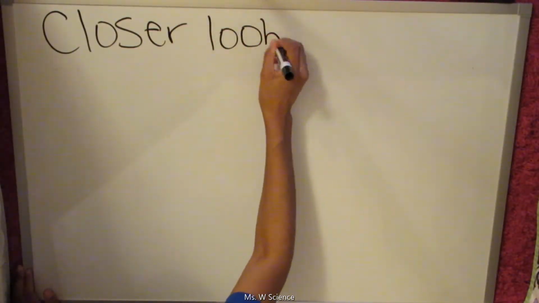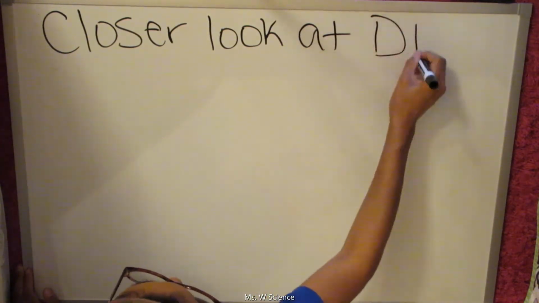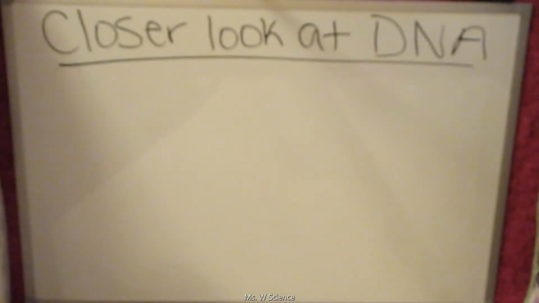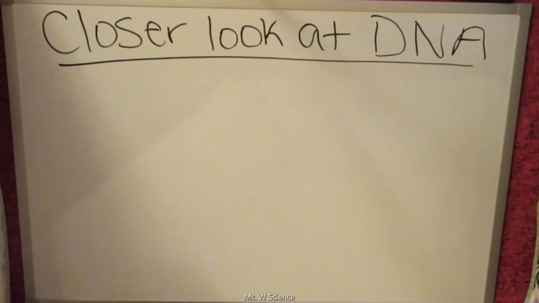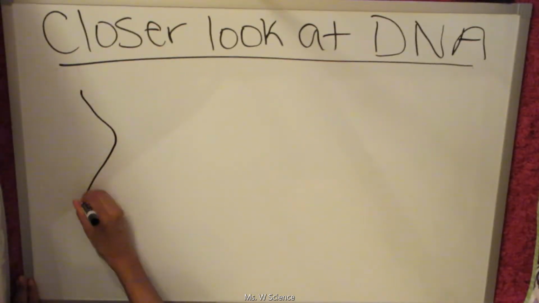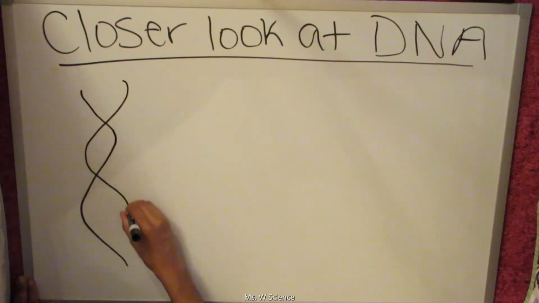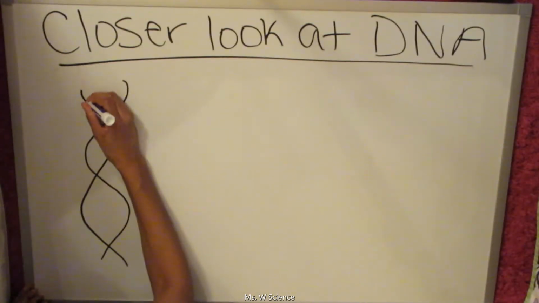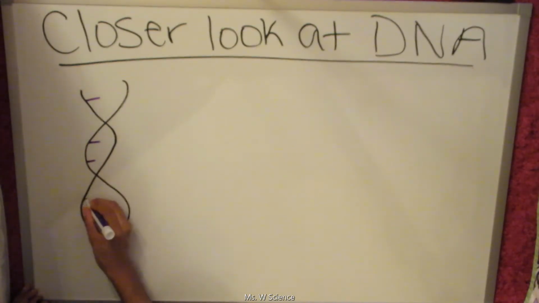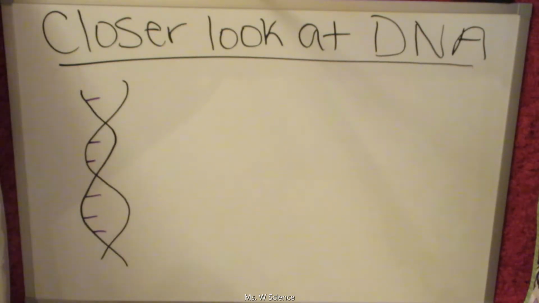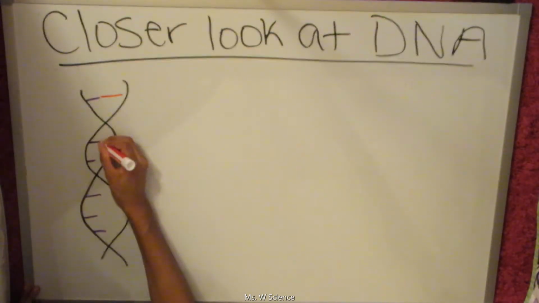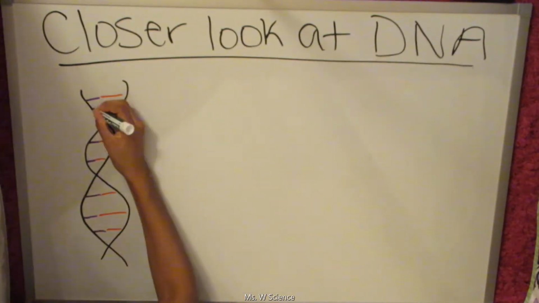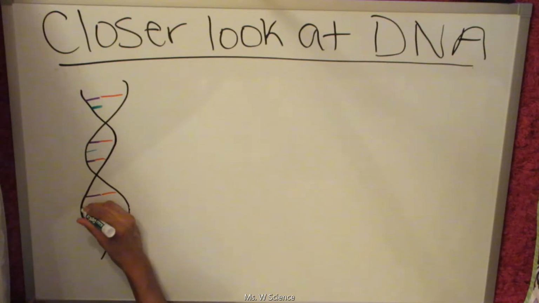So let's take a closer look at DNA. Here I'm going to draw DNA for you. DNA has what we call a double helix structure. That swirly structure that you always see for DNA, we call that a double helix. Here I'm drawing all the different parts of the DNA, and then I will go over what those different parts are and what they are made of.